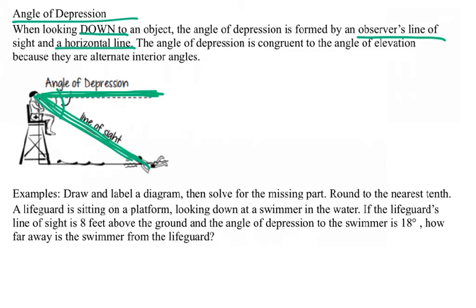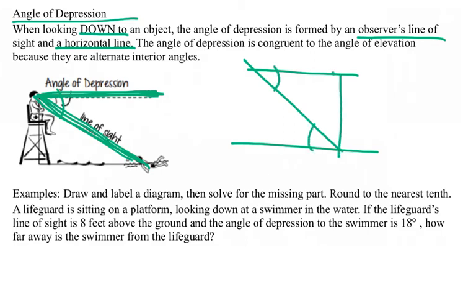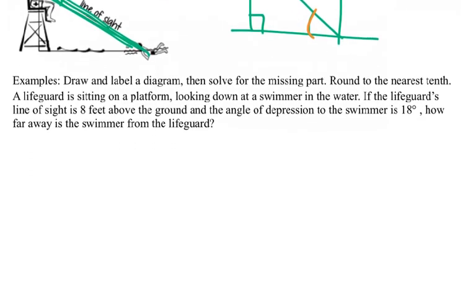Alright, so remember what we know about alternate interior angles? We said if two lines are parallel and they're cut by a transversal, this angle and this angle are exactly the same. So if you draw a triangle like this, or you draw a triangle like this, these two angles are exactly the same. So it really doesn't matter whether you're talking about the angle of depression or angle of elevation, because it's back to that parallel lines cut by a transversal stuff you learned in Math 2.